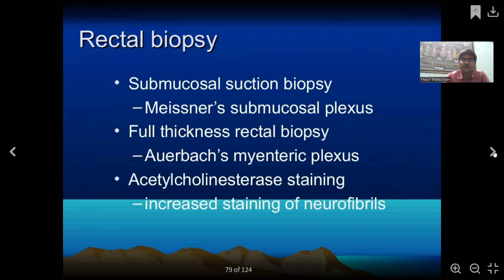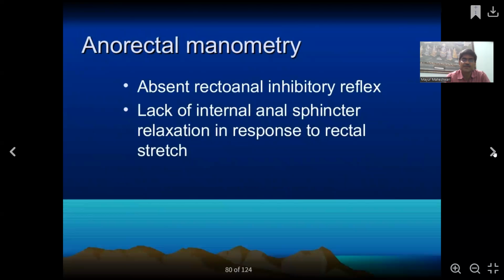Either you can do a submucosal suction biopsy, where you take in your biopsy segment the submucosal plexus, or it could be a full thickness rectal biopsy where you have to look for the Auerbach's myenteric plexus. Then with acetylcholinesterase staining, there will be increased staining of nerve fibers. So you have hypertrophic nerve bundles and absence of ganglion cells.